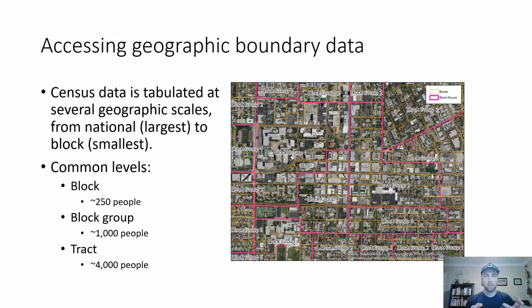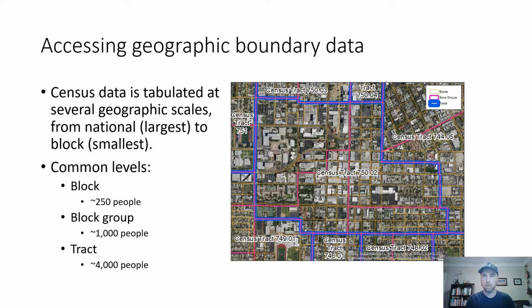And that's the whole thing about blocks, block groups, and tracts: they nest together, sort of like Russian nesting dolls. Then at the highest level here, we have tracts. Within a tract, in this case tract 750.02, there seem to be 4 block groups, and within those block groups, there are more blocks than I can count with my eye, but quite a few.